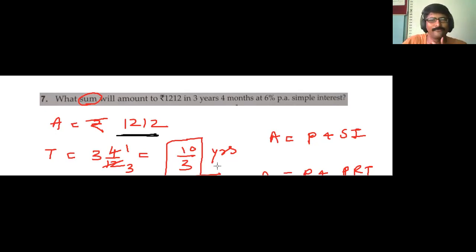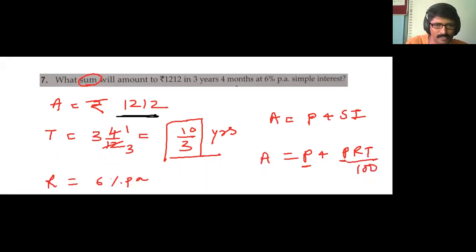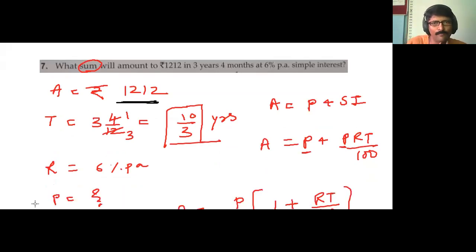Now, many people get confused, sir, how can we do this? Yes, we can do exactly like this. And the rate is 6% per annum. So let's write it down. Rate is 6% per annum. What sum means we're supposed to calculate what exactly is the principal. So which formula are we going to use?